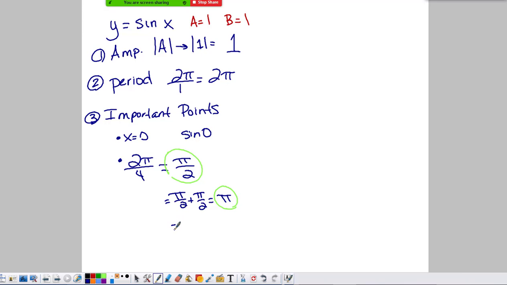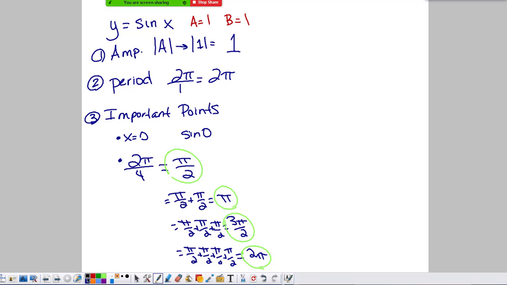So to get to our third point, what's it going to be? Pi over 2 plus pi over 2 plus pi over 2. What's that going to give us? 3 pi over 2, good job. And then our last one is going to be pi over 2 plus pi over 2 plus pi over 2 plus pi over 2, which gives us 4 pi over 2, and 4 pi over 2 is going to be 2 pi. You guys good on those points? Alright.